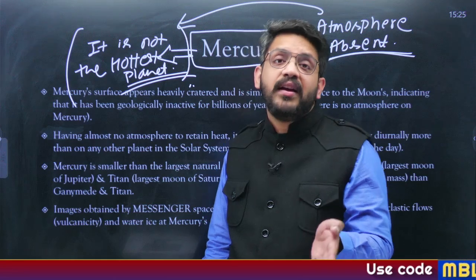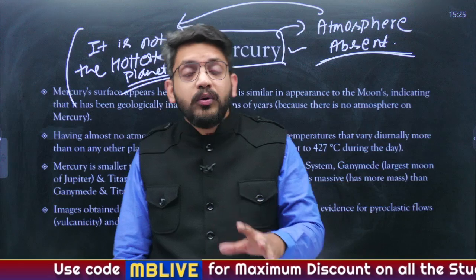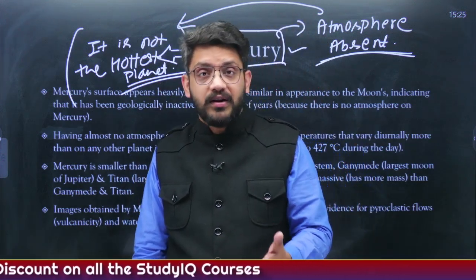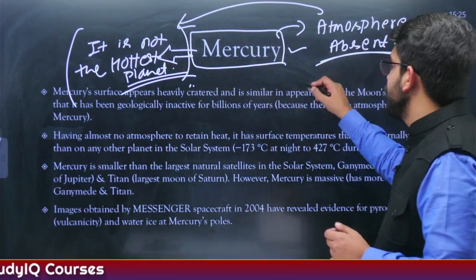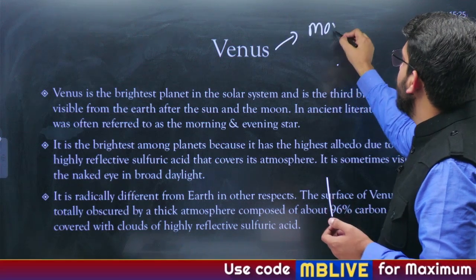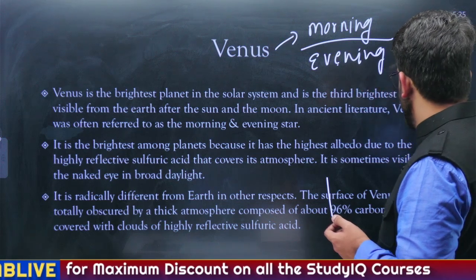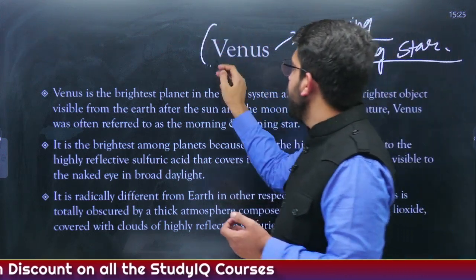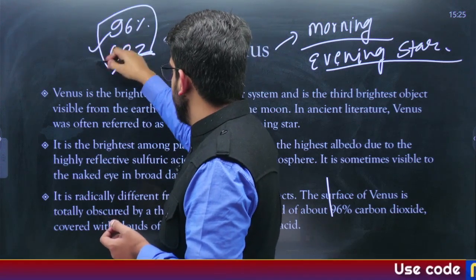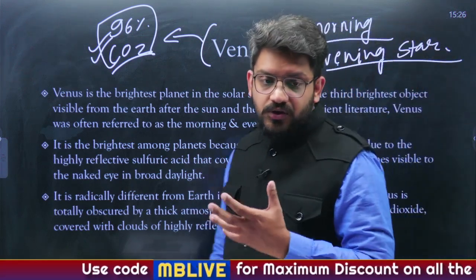And Venus has an atmosphere, and in the atmosphere of Venus you will find carbon dioxide. Due to the carbon dioxide gas present on Venus, that one is the hottest planet of our solar system. Okay, this is Mercury, this is Venus. It is also known as morning or evening star, and you will find approximately 96% CO2 in the atmosphere of Venus. That's why it is the hottest planet of our solar system.